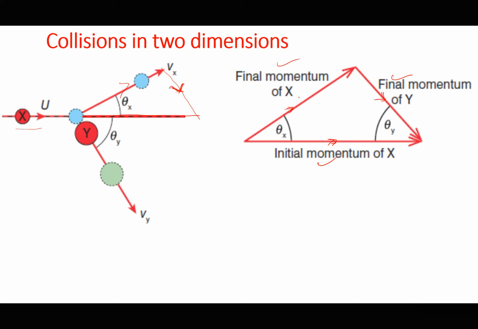The final momentum of x combined with the final momentum of y should give us the initial momentum. And you can notice that when we join these two head to tail, they form this kind of loop, which is a clockwise loop. And the initial momentum is the other way around, which means total momentum before collision is equal to total momentum after collision. However, I said you can resolve this, consider momentum in the x direction or in the horizontal direction.